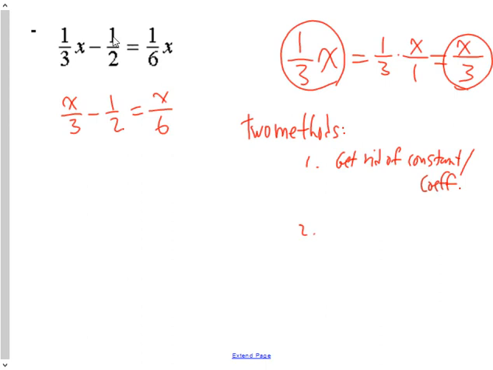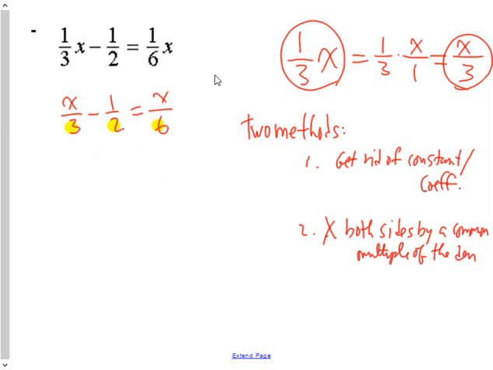Other times, the easiest way to do it when there's fractions is to multiply both sides by a common multiple of the denominators. So in this particular equation, we have a 3, a 2, and a 6 for denominators. So if we multiply both sides by a common multiple of those, sometimes you need to write them out, sometimes you don't. But if I did, I would find that the first multiple that they share is 6. And any multiple will work, but 6 is the lowest, so it's the easiest.